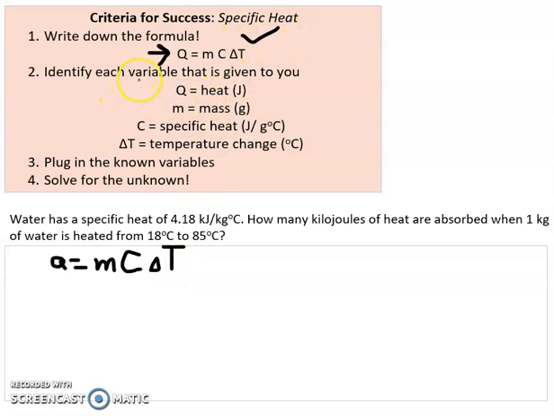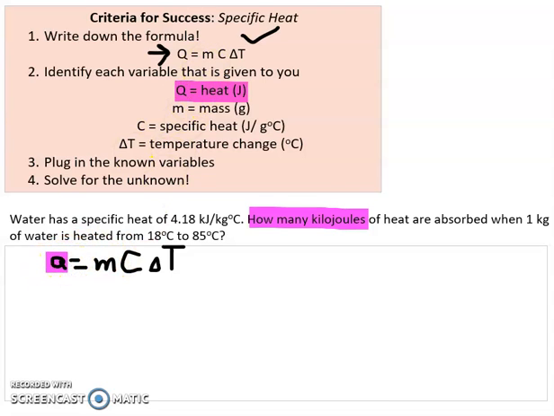Number two, identify each variable that is given to you. So Q is equal to heat, which is usually in the units of joules, or J. Water has a specific heat of, this is not heat, if you notice, the units do not match. This is specific heat, which we'll find in a bit. How many kilojoules of heat? So they're asking how many kilojoules of heat. They want to know Q. So I do not know Q, all right?